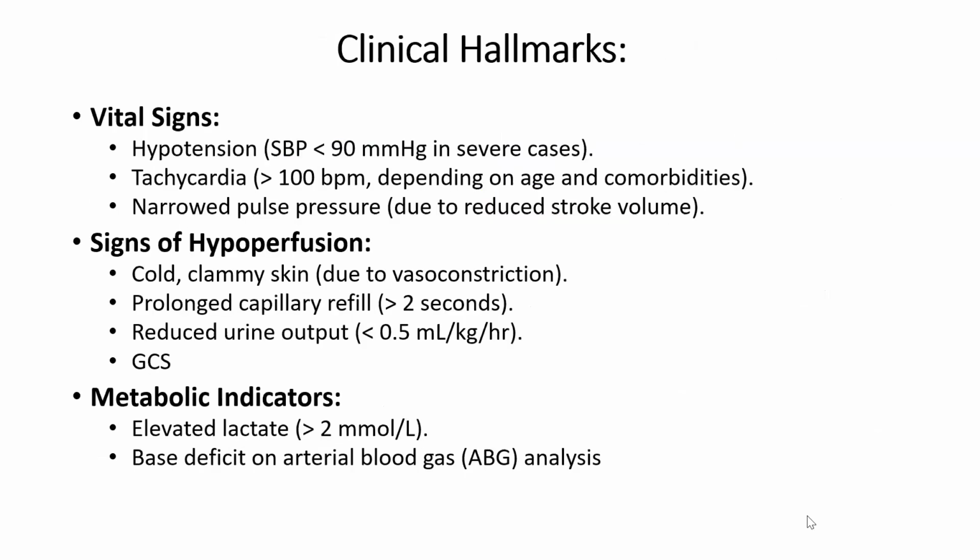So the clinical hallmarks I've already mentioned: hypotension, tachycardia, narrow pulse pressure, signs of hypoperfusion, and metabolic indicators like, in your ABG, you see a lactate of more than 2, like in case of septic shock as well, and a base deficit also would go up. So this is something that you need to remember along with your blood loss parameters.